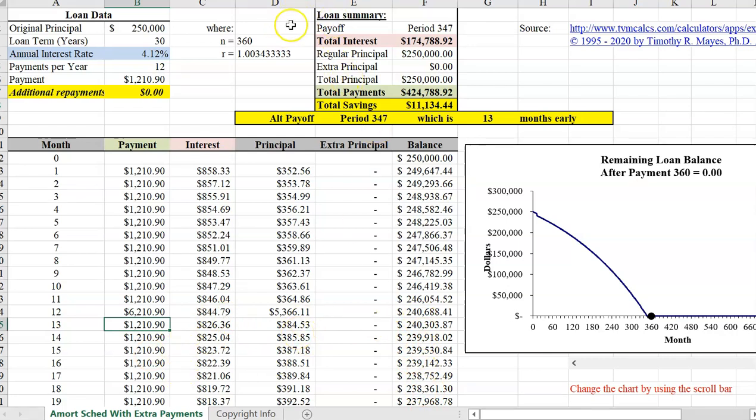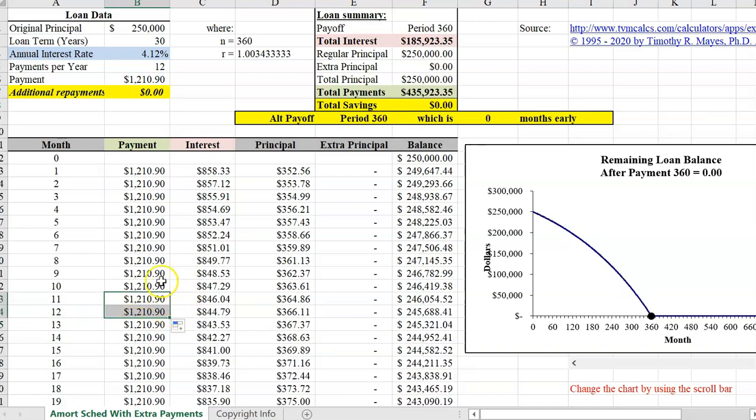And what you'll see in the loan summary is that the total interest now becomes $174,788.92. You've made a total savings of $11,134.44, and you've paid the loan off 13 months early. Okay. To undo this, just press Ctrl Z, or you just grab the cell above it or below it and drag this green square over it and it'll fix it up again.